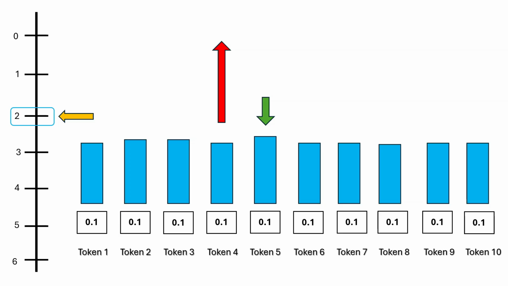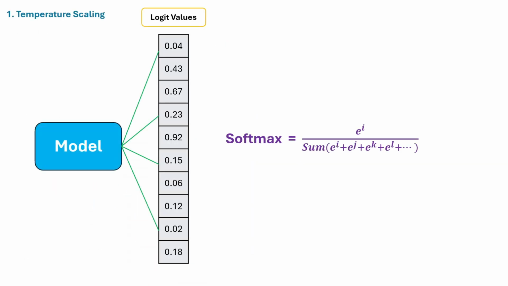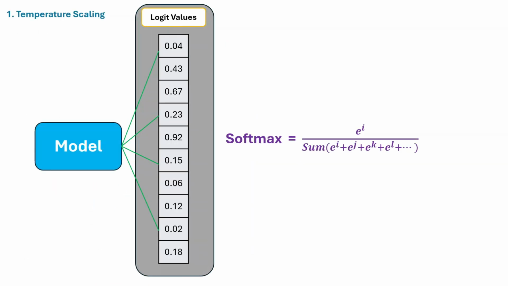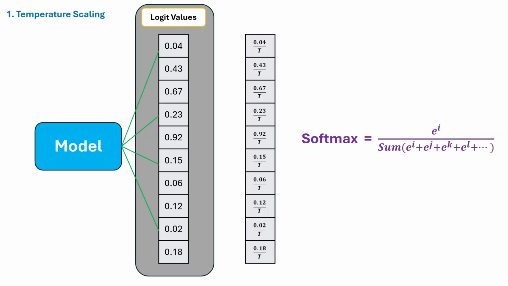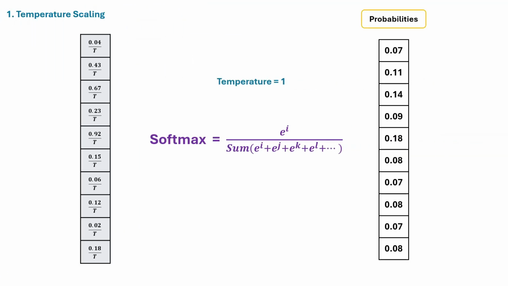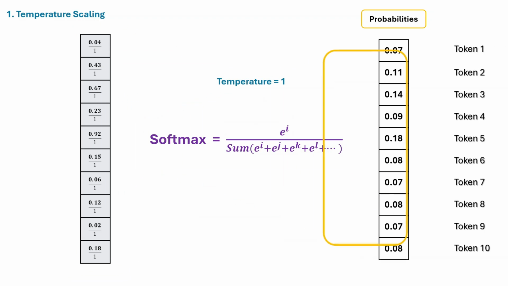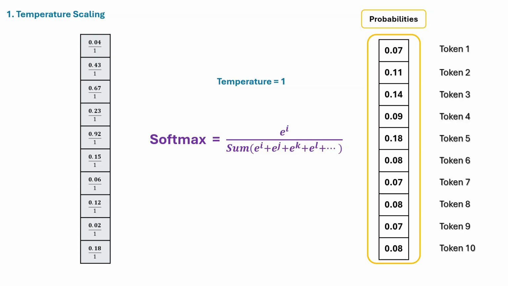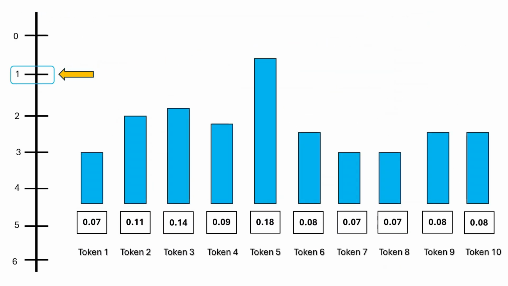Let's understand. In temperature scaling, before applying Softmax function on the logit values, we divide the logit values by a temperature. It can be anything from 0 to 2. For example, if the temperature is 1, then we divide the logit values by 1. Then we apply Softmax function and we get the final probabilities for all the possible target tokens. From this distribution, we will randomly pick one word. This is the usual procedure when using temperature scaling. But the real magic happens when we change the temperature.